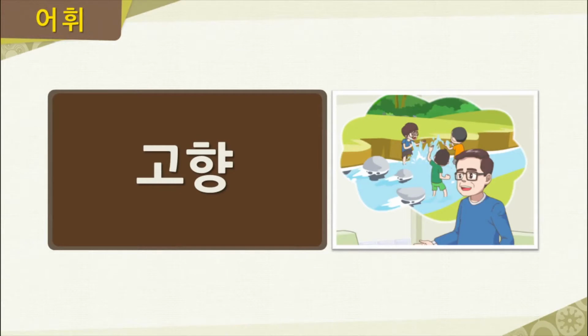First is the vocabulary section of this lesson. Our first word here is 고향. Please read along and repeat after me. 고향. Now, Mr. Lee currently lives in Seoul, but he was born in Daejeon. So, his hometown, or 고향, is Daejeon. Now, let's go ahead and say this word one more time. 고향.